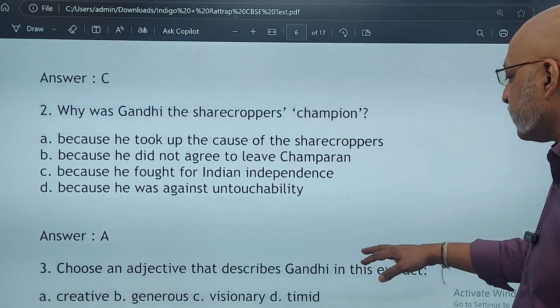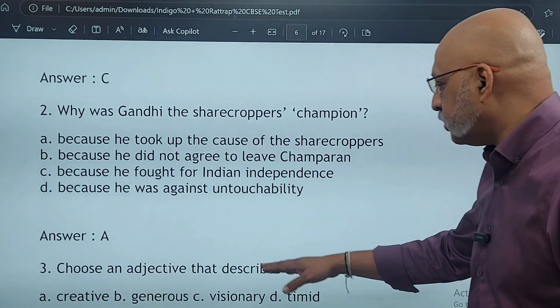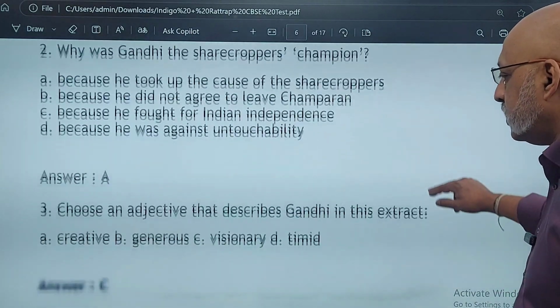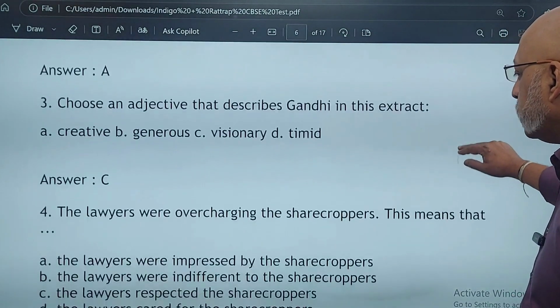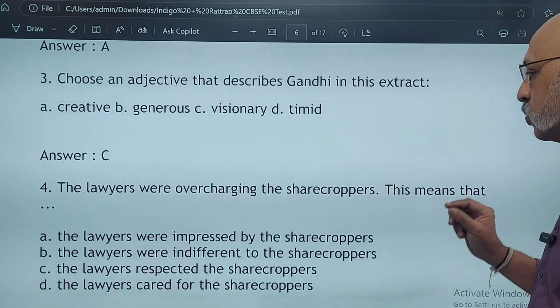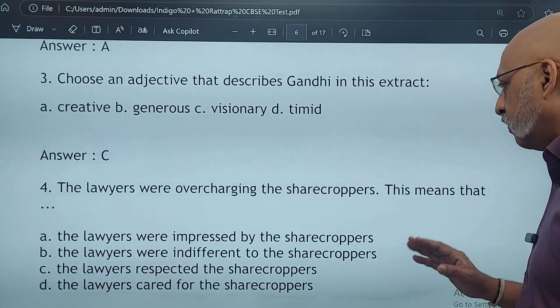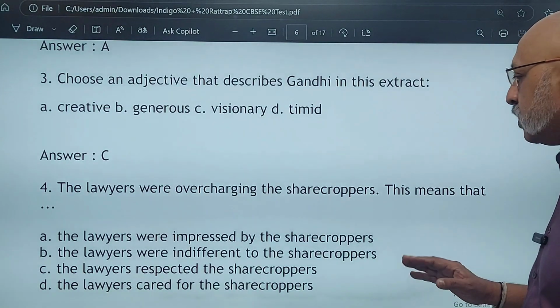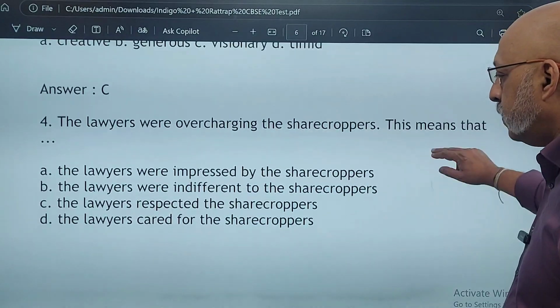Choose an adjective that describes Gandhi in this extract: creative, generous, visionary, and timid. It's C. The lawyers were overcharging the sharecroppers. This means that the lawyers were impressed by the sharecroppers. No, they were indifferent. They respected the sharecroppers. The lawyers cared for them. So answer B.